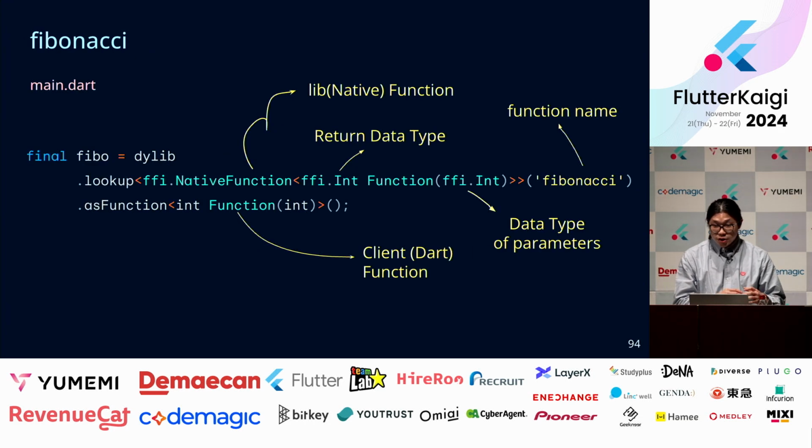Define the lookup function using the following process. This code loads the Fibonacci function from the shared library or dynamic library and converts it into a Dart function using lookup and asFunction. So it can be called like a regular Dart function. The parameters and return data types of native functions must match exactly.